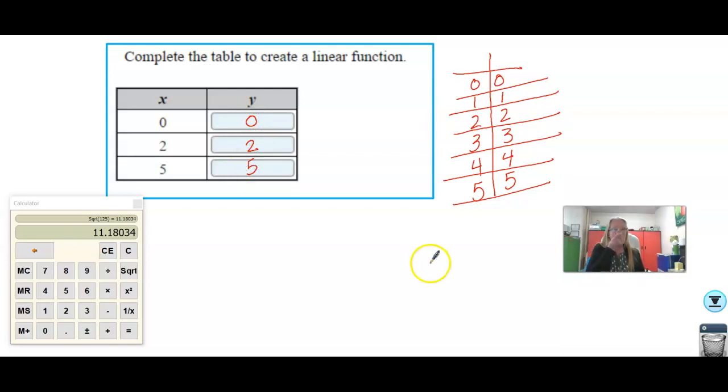Okay? Maybe you wanted to increase by 2. Maybe you don't want to use that. Let's increase by 2, increase by 2, increase by 2, increase by 2, increase by 2. Now instead, for 0, you would still have 0, but for 2, you would have 4, and for 5, you would have 10. Okay? It doesn't matter what you increase it by. What matters is that you're consistent and you increase it by the same amount each time.